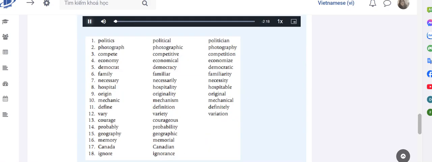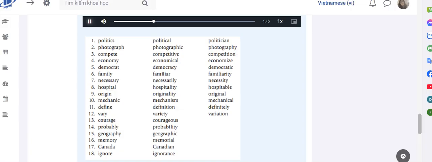When a word changes from a noun to a verb or adjective or adverb, frequently the stress placement changes as well. Listen to these common words that non-native speakers tend to mispronounce. Politics, political, politician, photograph, photographic, photography, compete, competitive, competition.